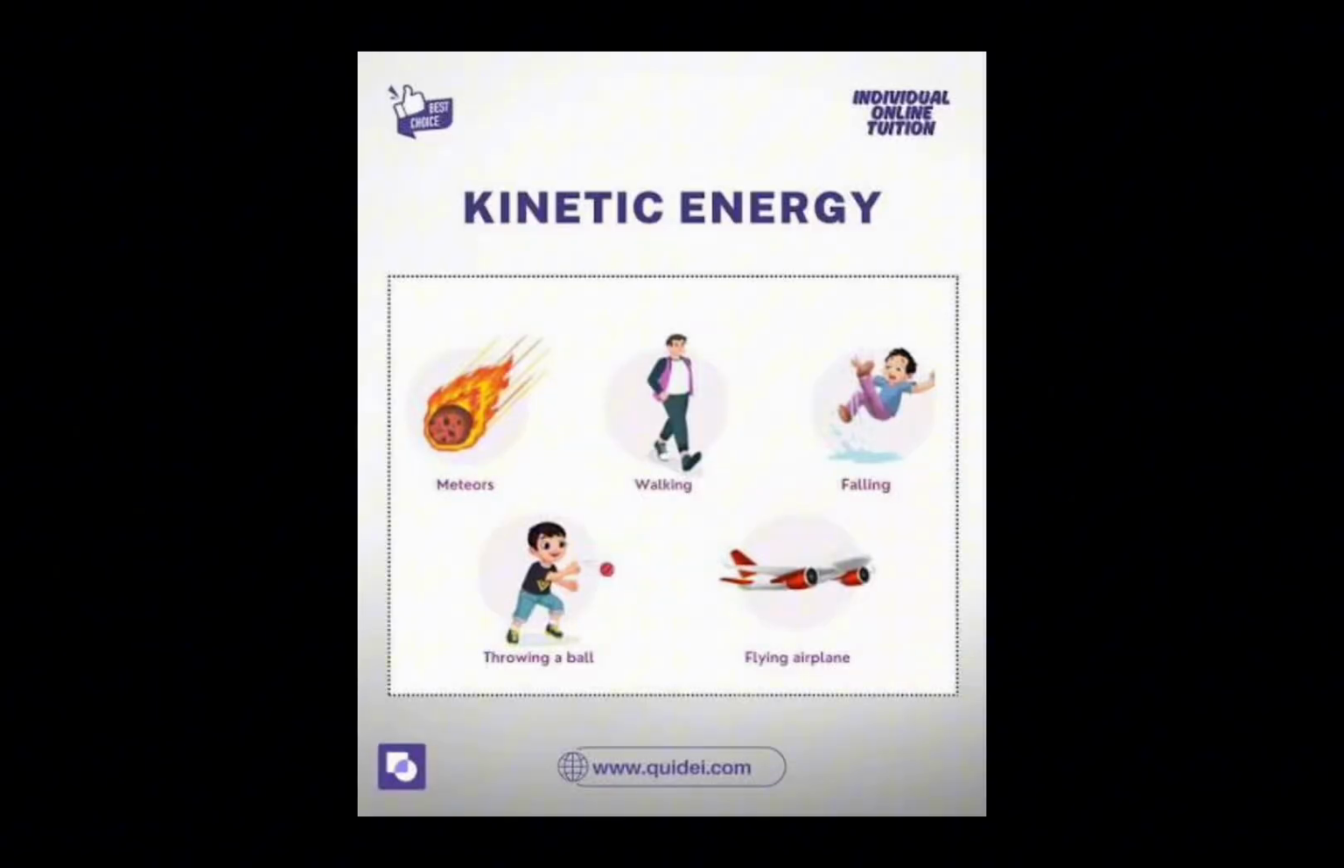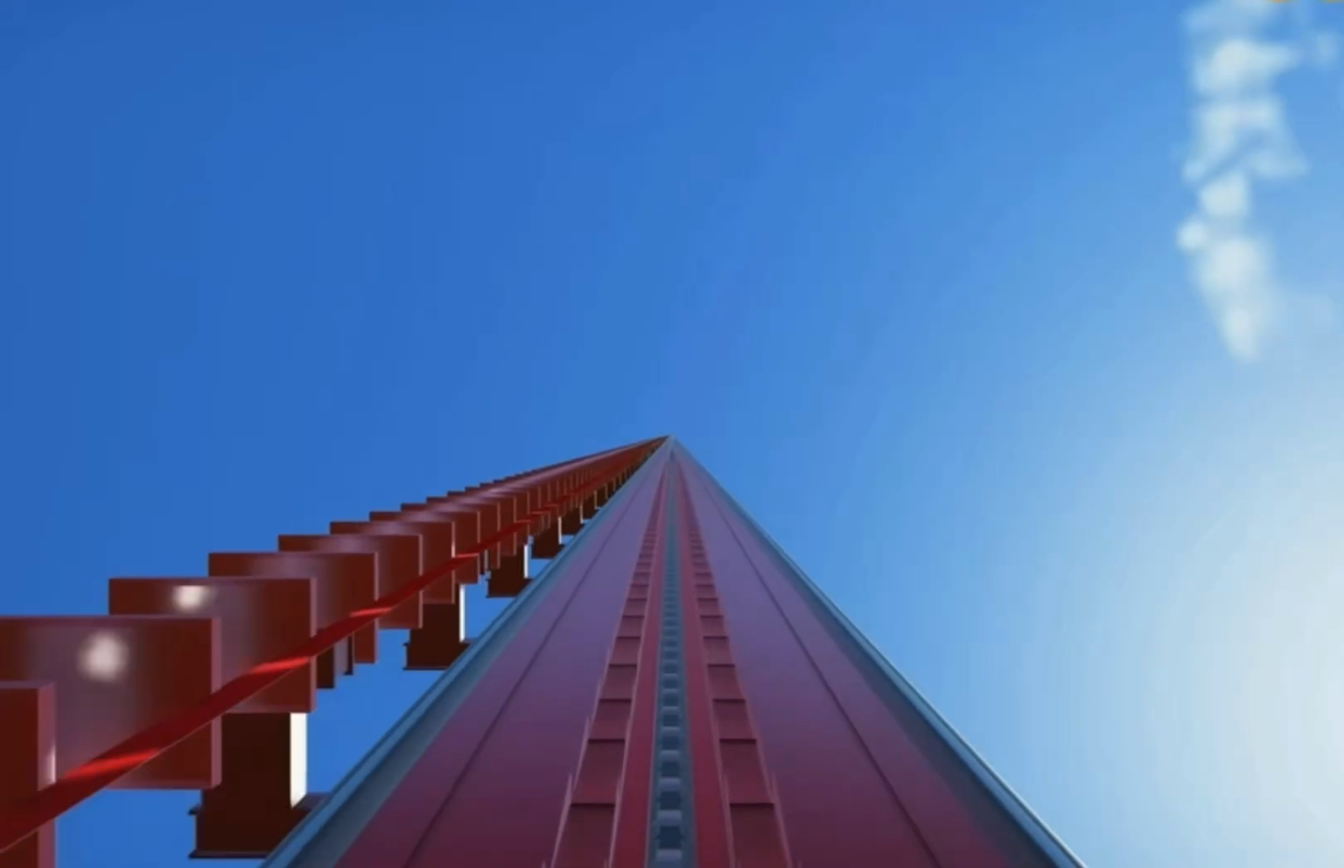The faster moving ball has much more kinetic energy and is harder to stop. This explains why speeding cars are more dangerous. Even a small increase in speed creates a huge increase in kinetic energy during a crash. Roller coasters are another example. At the bottom of a hill, the coaster moves fastest, so it has maximum kinetic energy.